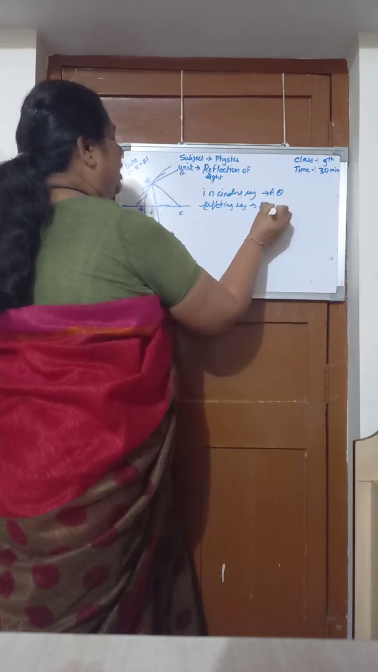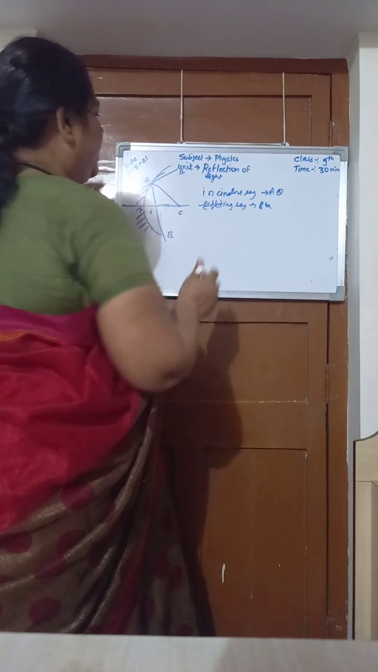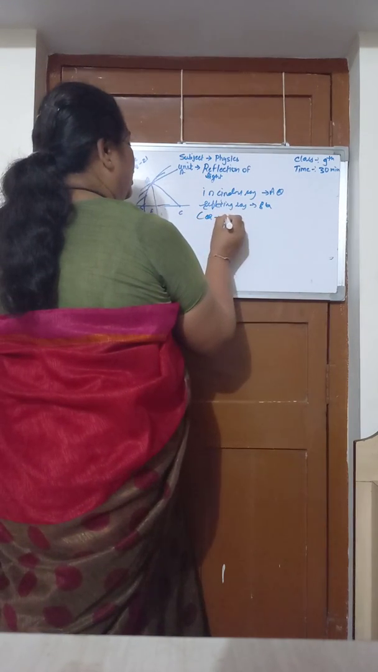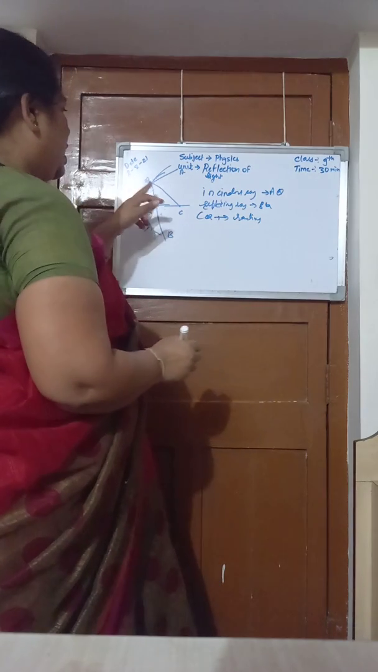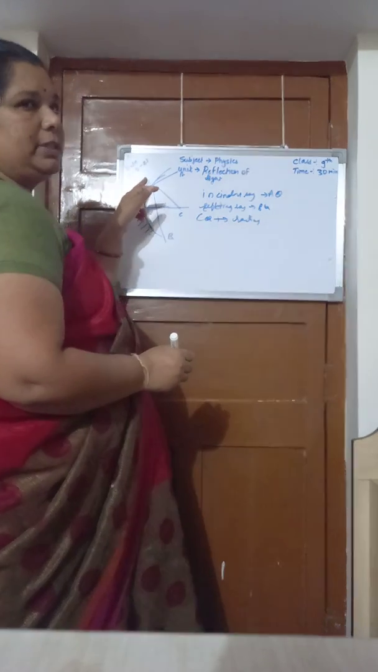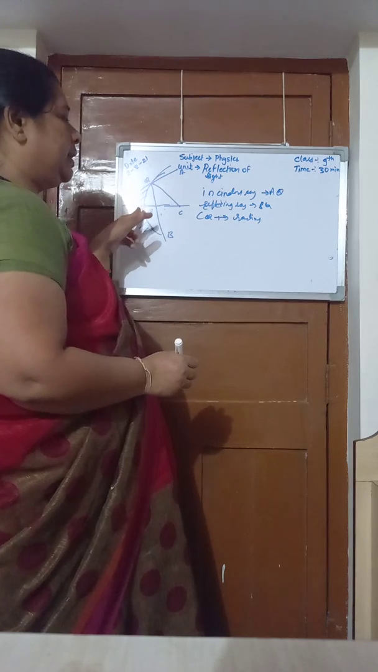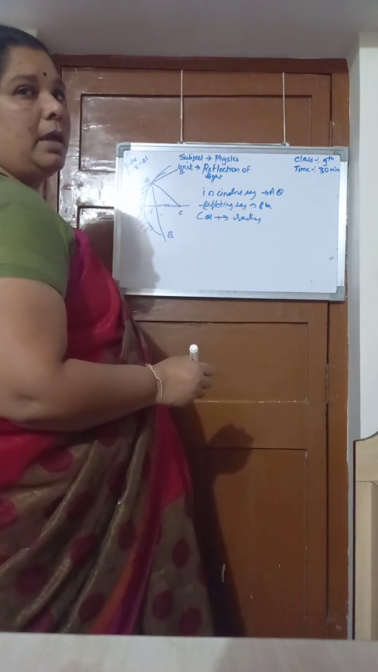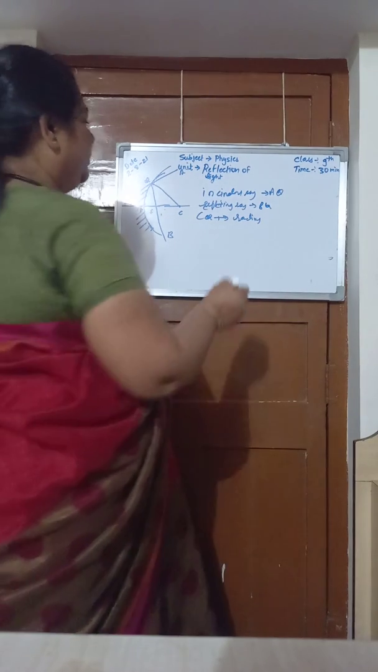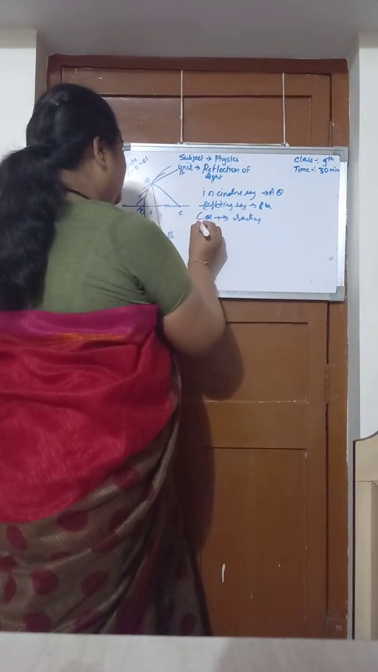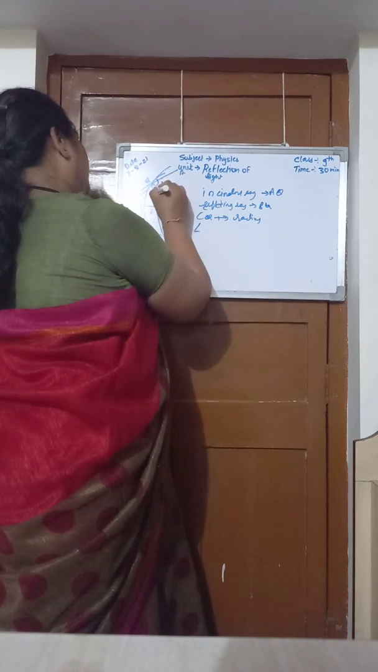Then CQ is the radius at point Q. Then CQ will be perpendicular to the mirror at point Q. Then the angle of incidence is equal to the angle of reflection.